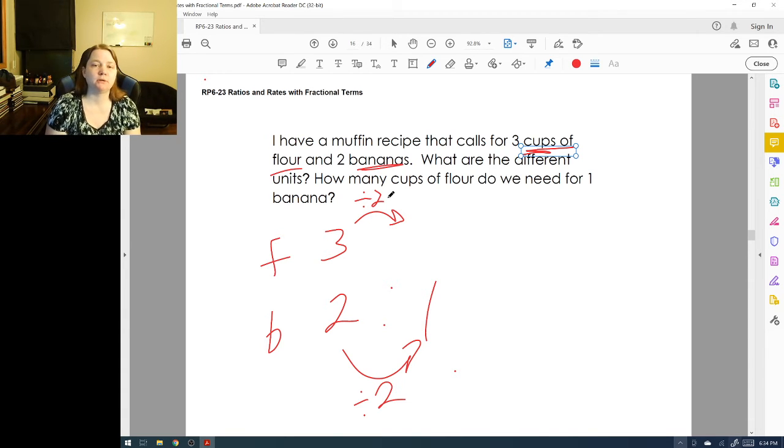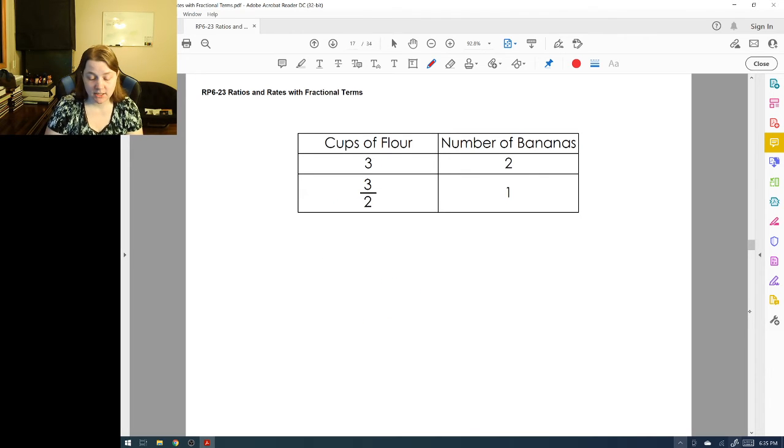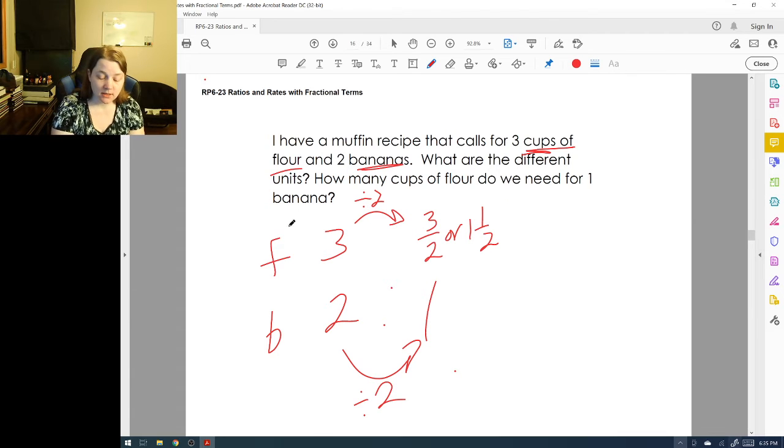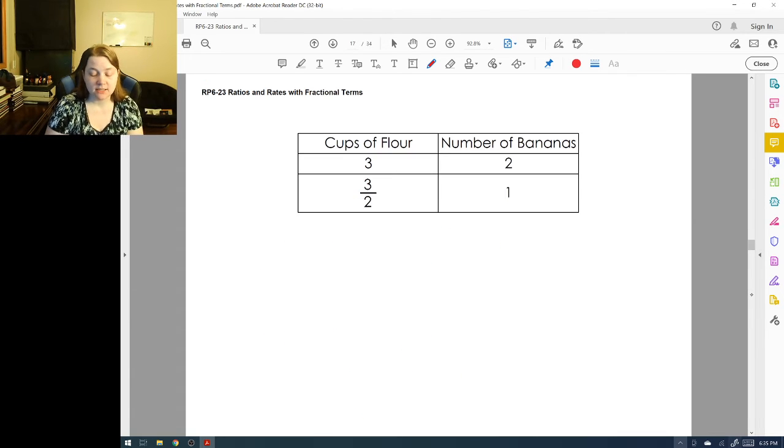Remember that the fraction bar means division. So this would be 3 divided by 2, or 3/2. You could also write this as 1 and 1/2. Oh, look at that. That's the same table we did, except we wrote it in a different orientation than they did. We still got the same answer.